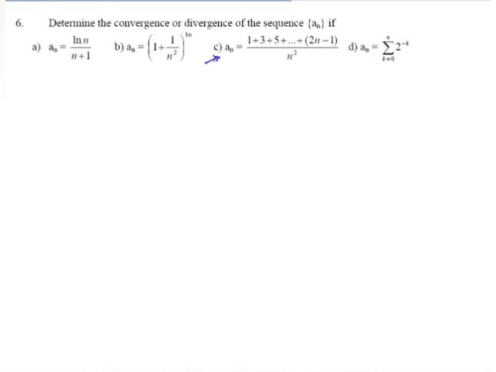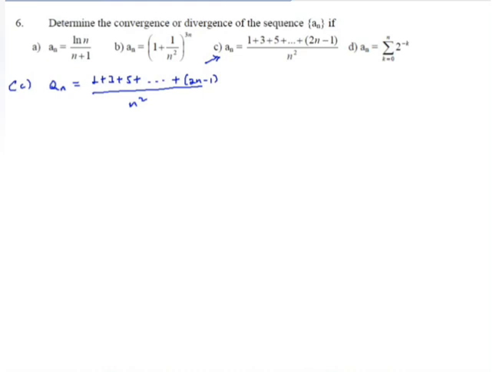So now let's see the sequence in part c. The sequence in c is an equals 1 plus 3 plus 5 plus and so on, the sum of odd numbers in the numerator, over the denominator n square.